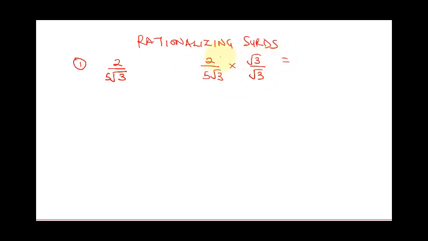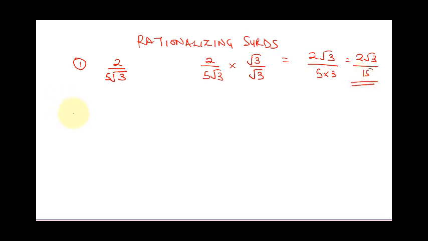So this is going to be 2 times root 3, which will be 2 root 3. I'll have 5 times root 3 times root 3, which will be 5 times 3. And this is going to give me 2 root 3 over 15. Final answer. So as easy as that, you can rationalize that surd.